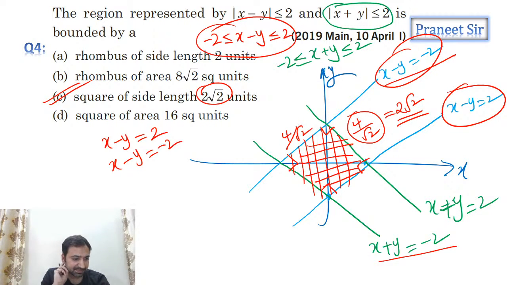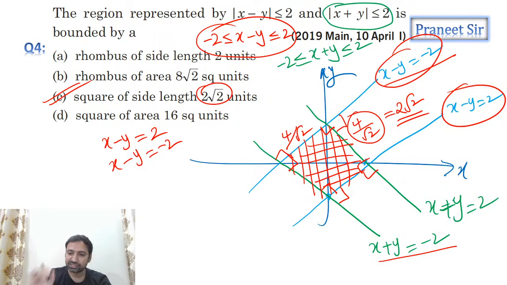Correct. Clear now? Yes, they are perpendicular, right? Because x plus y equals minus 2 and x minus y equals minus 2 are perpendicular. All these lines are perpendicular, guys. So compulsorily it should be a square. Clear now?